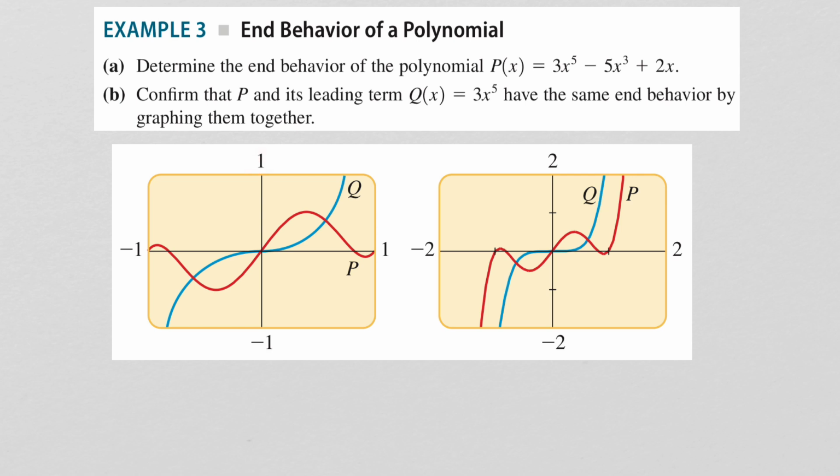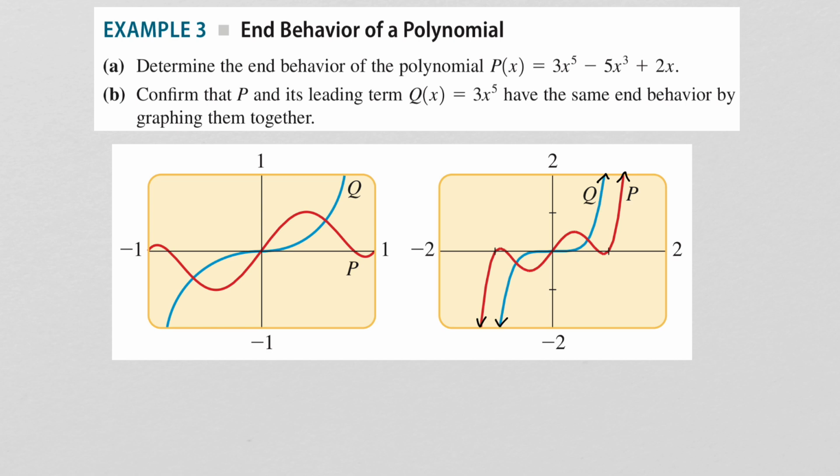Now, on this window, with x between -1 and 1 and y between -1 and 1, you really can't see the end behavior because we're too zoomed in. So if we zoom out just a little bit, if we just zoom out one more unit in both the x and y direction, you'll start to see that the polynomial p of x, which is this graph here, and the polynomial q of x, which is 3x to the fifth, which is this graph right here, you can start to see the end behavior is the same, can you not? You can see that it is going up on both sides here, and it is going down on both sides here.